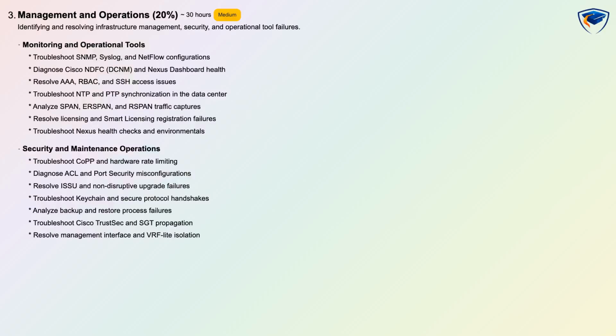The domain covers AAA, RBAC and SSH access failures, NTP and PTP timing problems, and traffic capture analysis with SPAN, ERSPAN and RSPAN to validate forwarding. In addition, you will learn security and maintenance operations such as CoPP, hardware rate limiting, ACL and port security misconfigurations, ISO and upgrade failures, keychain and protocol handshakes, backup and restore failures, and TrustSec propagation.